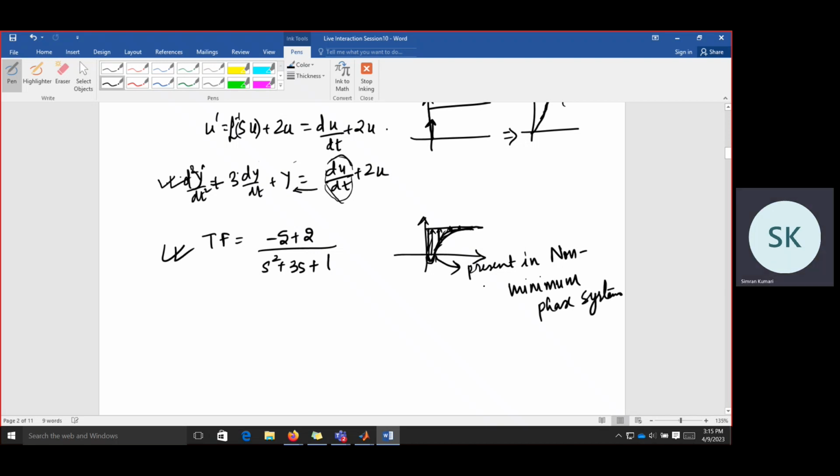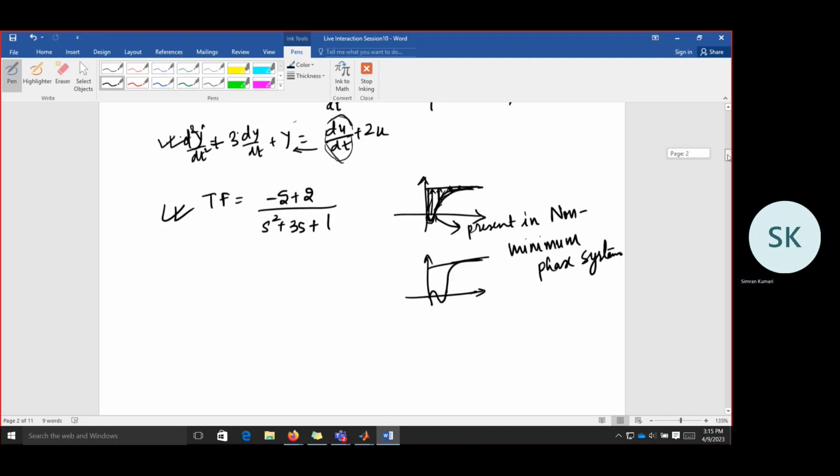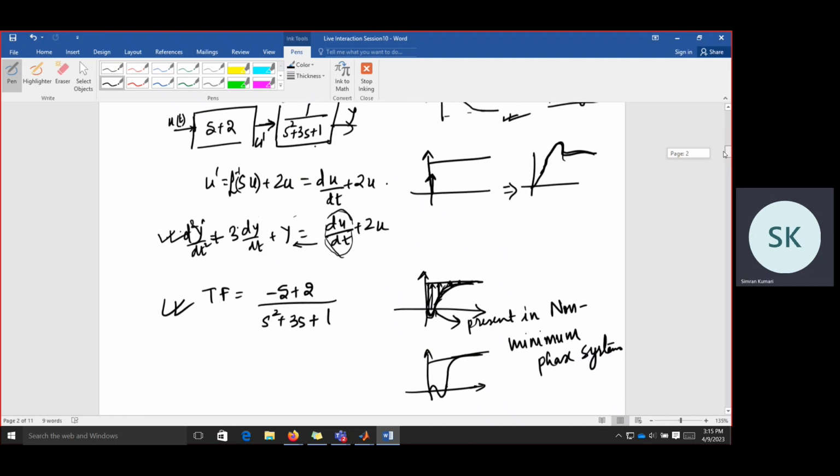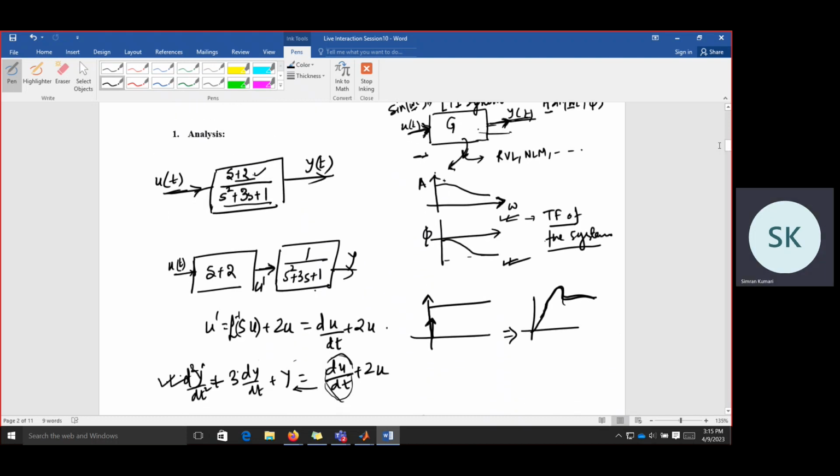This is when there is one zero. If there are two zeros, we'll have this kind of zero crossing like this. It depends on the number of zeros in the right half plane. So basically this type of behavior is present in a non-minimum phase system, and the system that we have been dealing with up to now is a minimum phase system.